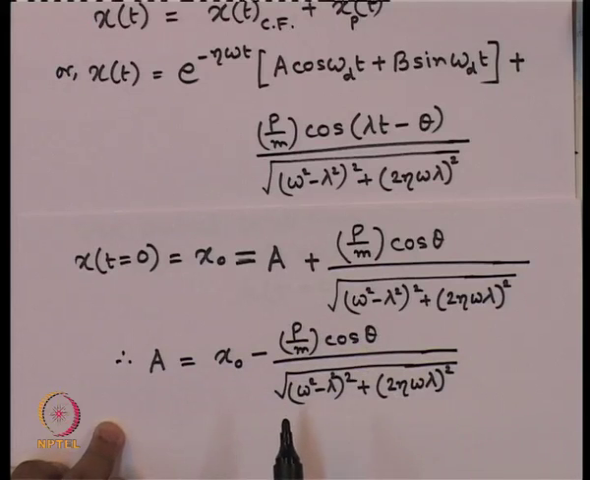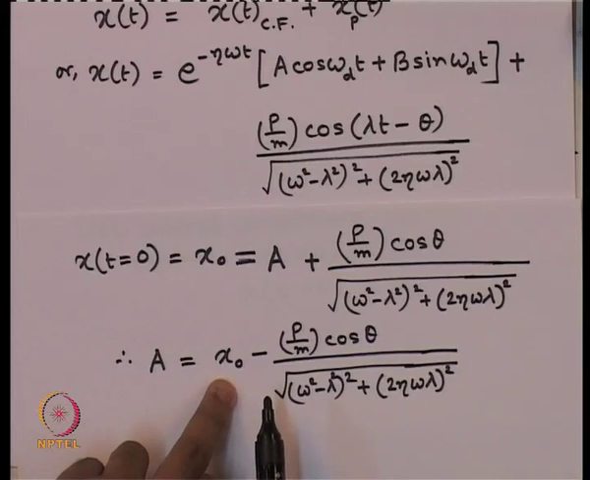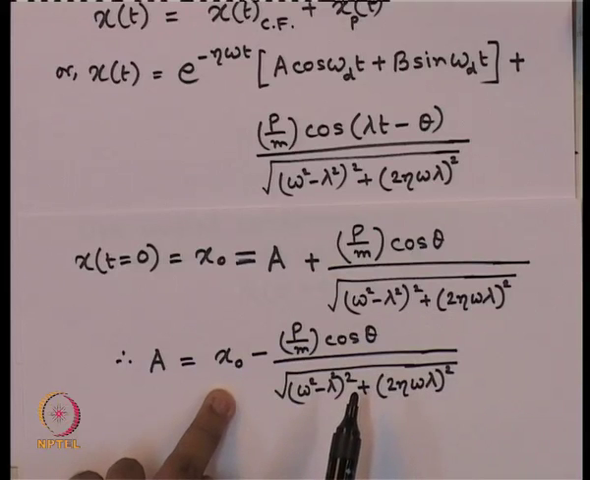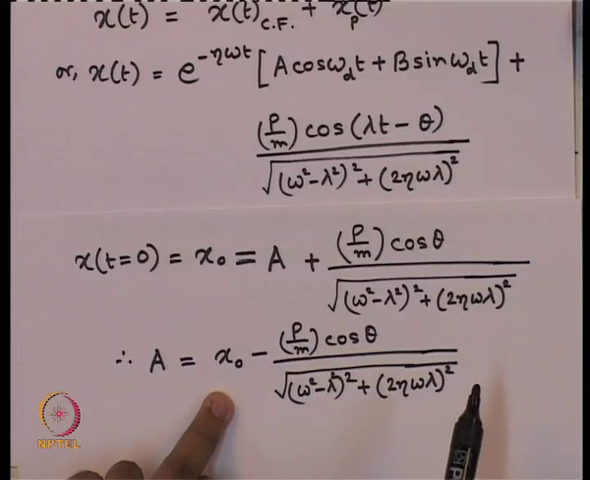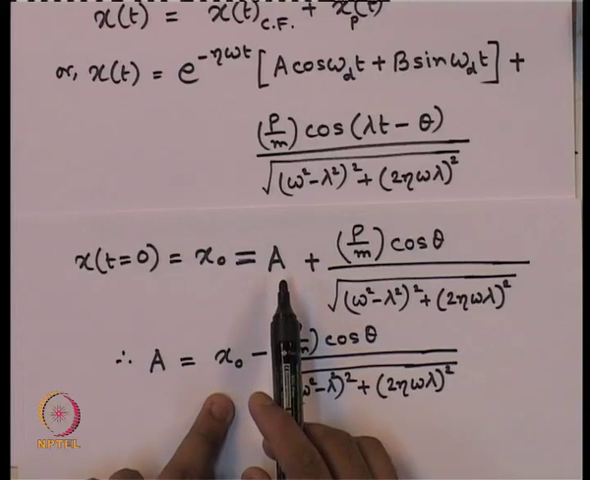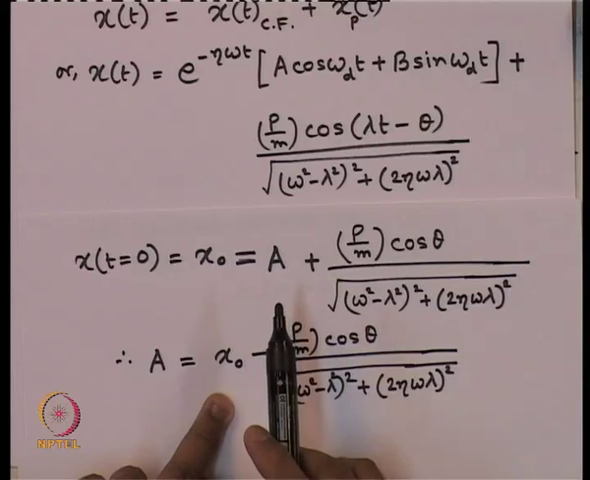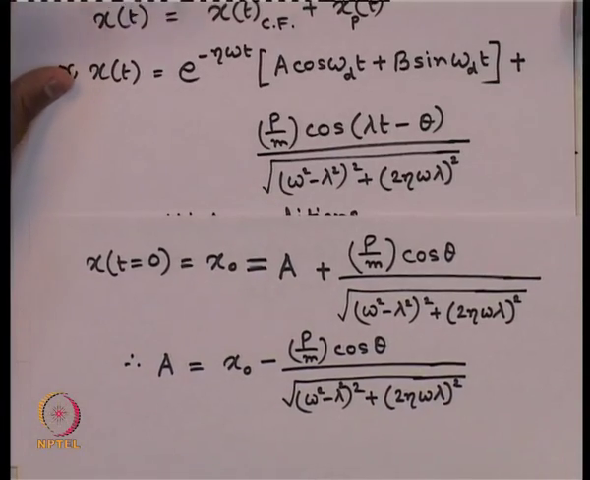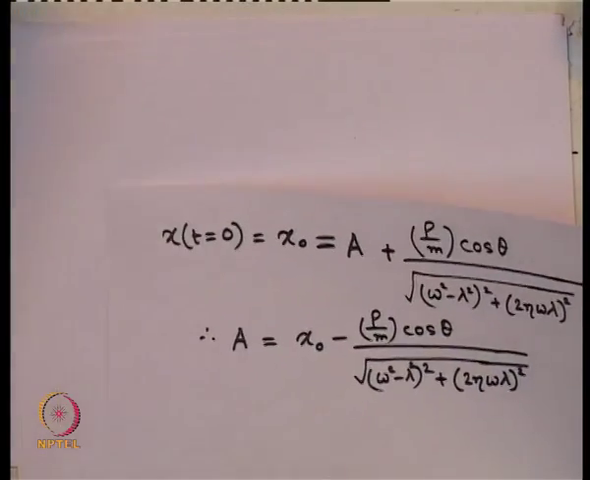If we look back to our previous case of underdamped free vibration, the coefficient A was obtained as x naught only. Here it is not the case, it has some other component. That is why I said that for this case of forced vibration, we need not use the initial condition at the beginning with the complementary function only. We should use it at the end, after getting the total solution. Remember this.